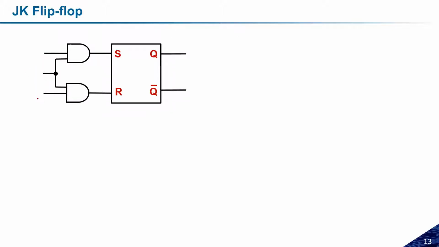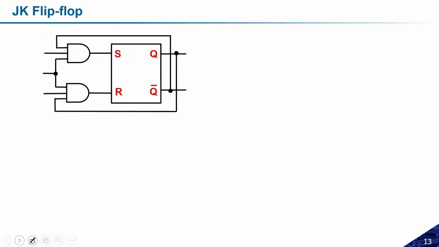To make it a JK flip-flop, we make a feedback of the QN bar, the complemented output, to the set input and the original output to the reset input. If we are able to make this kind of arrangement, if we connect like this, then we can avoid the problem of the indeterminate state which was in the SR latch. Okay, so this is how we can avoid it.